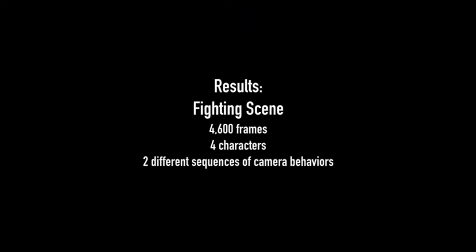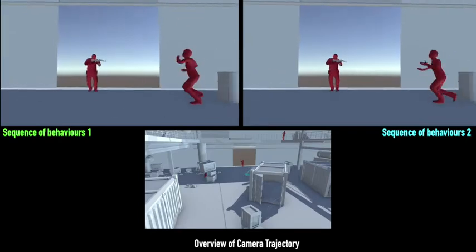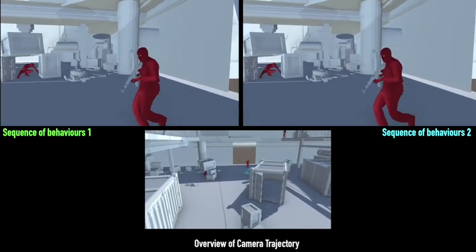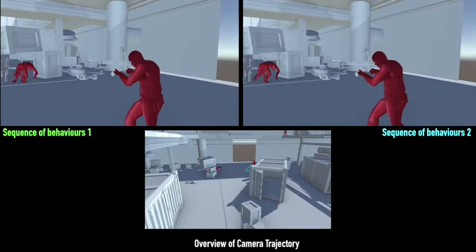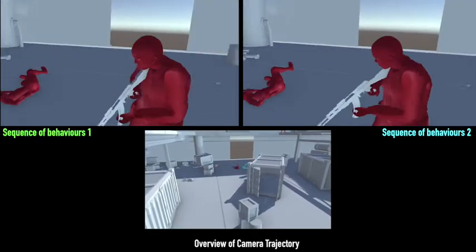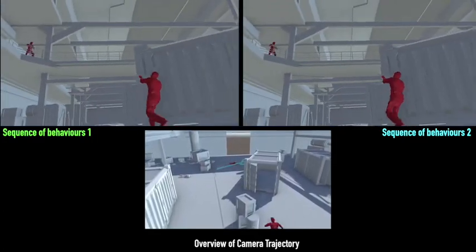We then present results on a fighting scene. By using different reference clips as inputs, results demonstrate both the range of camera motions that can be created and the visual quality of the computed motions.